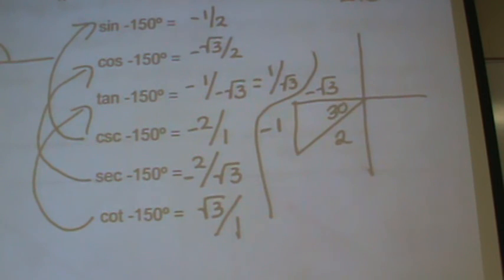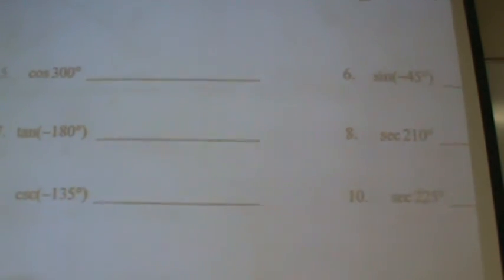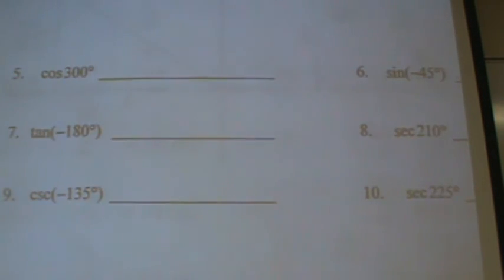Okay, so I want you to try these on your own. These are not asking you for all of them. They're just specifically saying what's the cosine of 300. So find your 300-degree angle, draw the triangle, label the sides, and you gotta know what cosine is. Cosine is adjacent over hypotenuse.